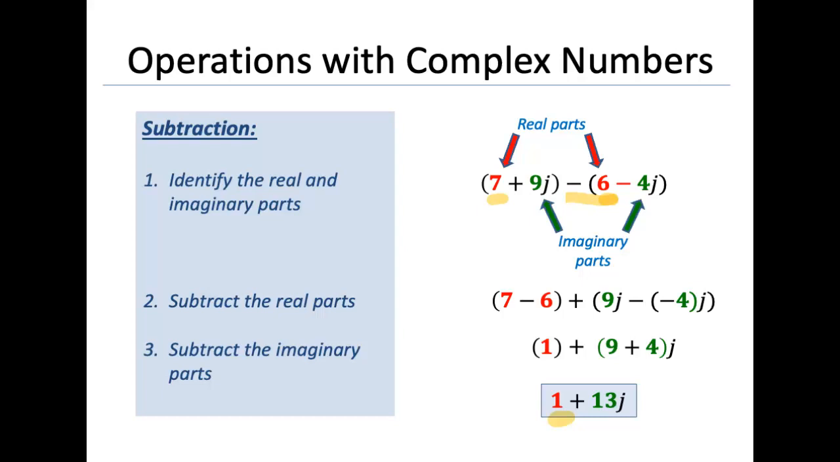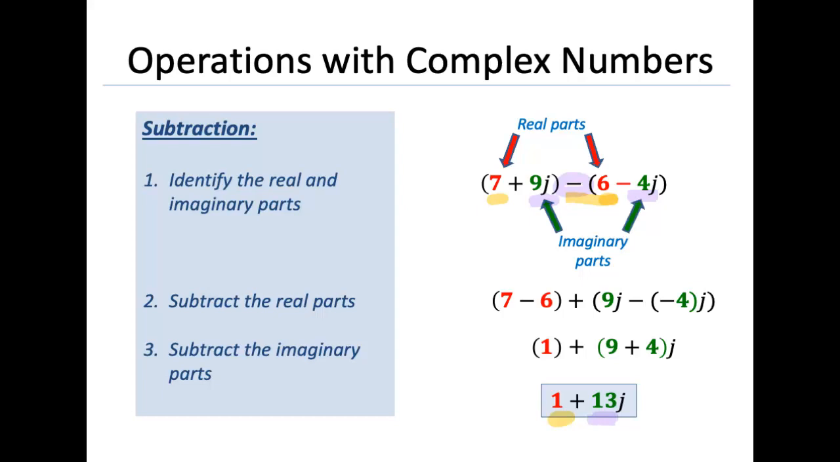And then we're going to subtract the imaginary parts. So for the imaginary parts, we have 9j minus, here again, remember the minus, negative 4j. So minus a negative 4 is like plus 4. So 9 plus 4 is 13. So we end up with 13j.